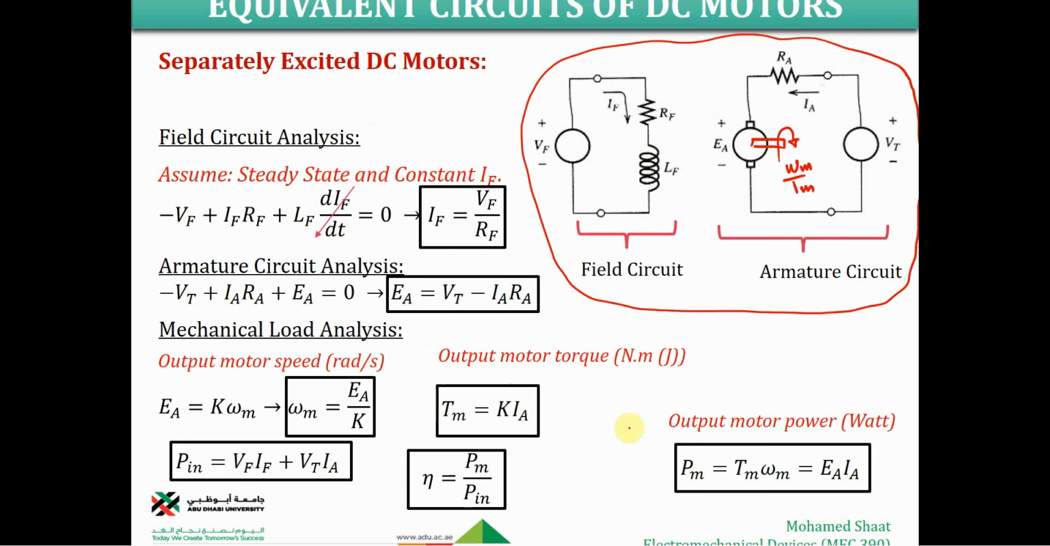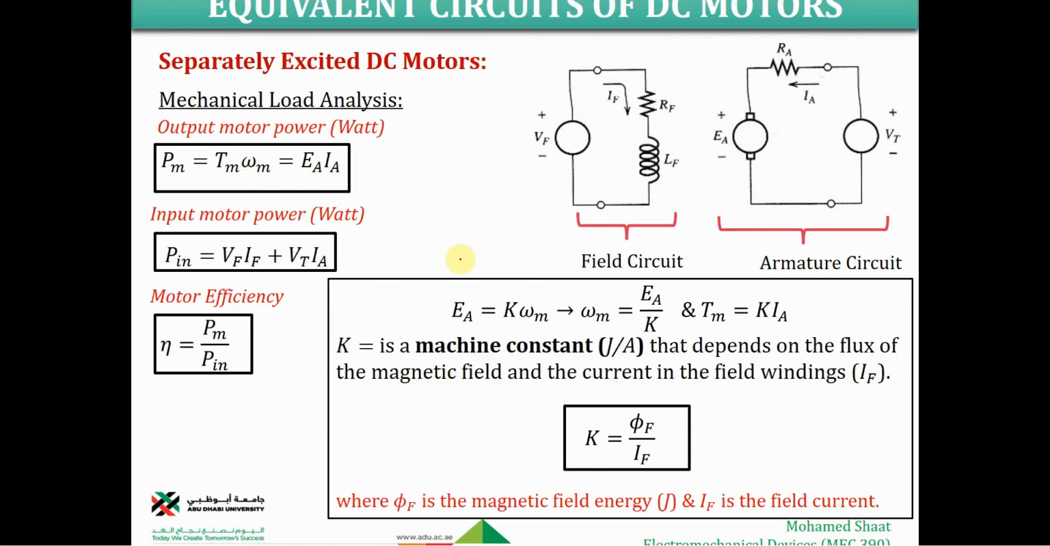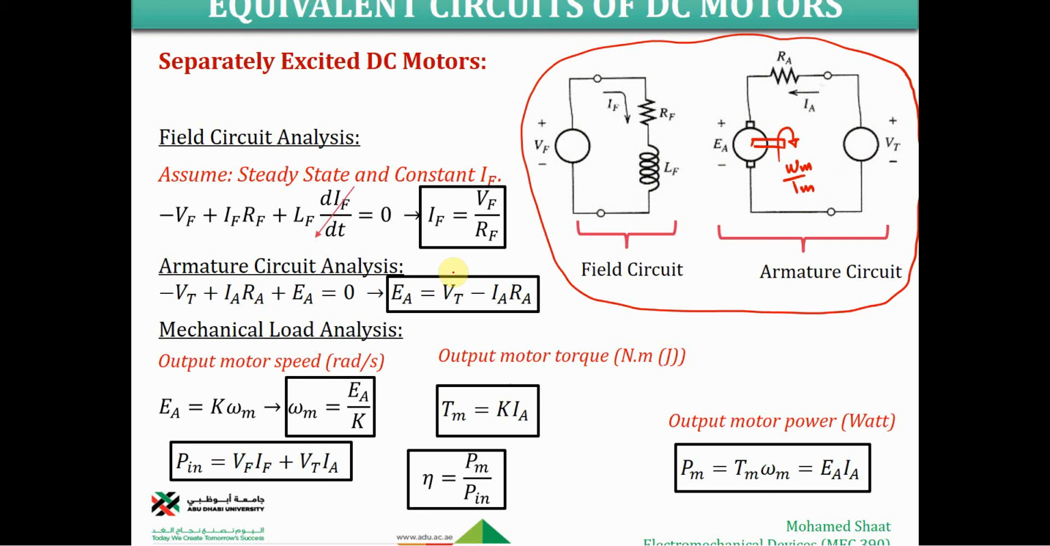Once you calculate IF from this equation, you plug it here and you end up with K, which is the machine constant. Then, if you calculate EA, which is the voltage over the armature of the motor, for given VT, IA and RA, these data will be provided to you. You can simply calculate EA, plug it here, and you end up with the speed. If you are required to calculate the torque, you simply multiply K times IA, the armature current, and you end up with the torque, how much it is.